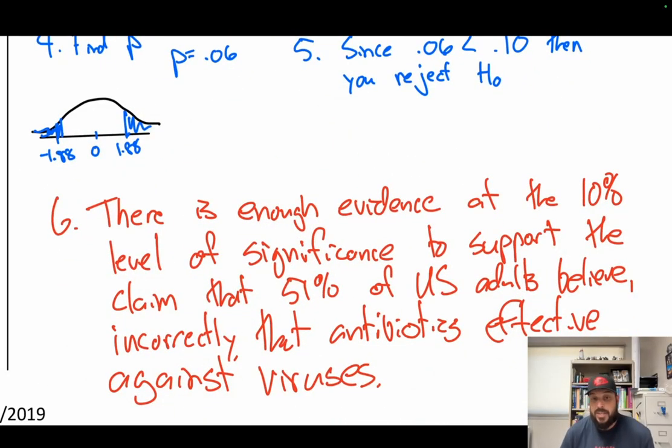So we can state that there is enough evidence at the 10% level of significance to support the claim that 51% of U.S. adults believe incorrectly that antibiotics are effective against viruses. Okay? Now, if we had gone to the 5%, then this wouldn't have worked. And so it's enough evidence at the 10% level. That can change depending on your significance level there.